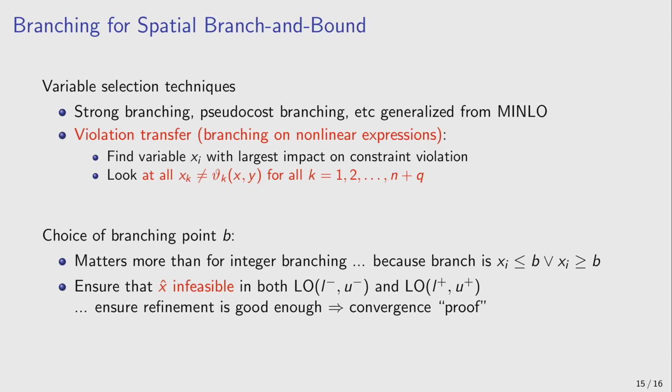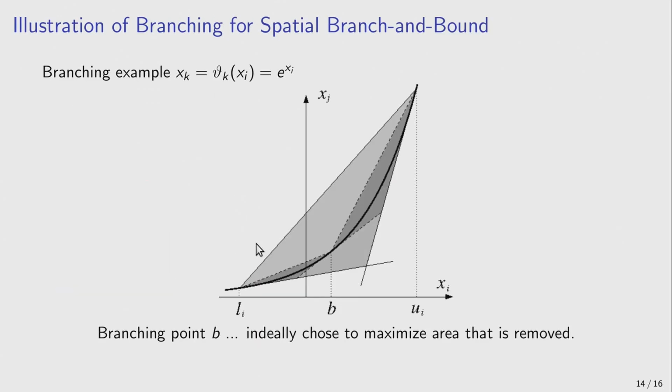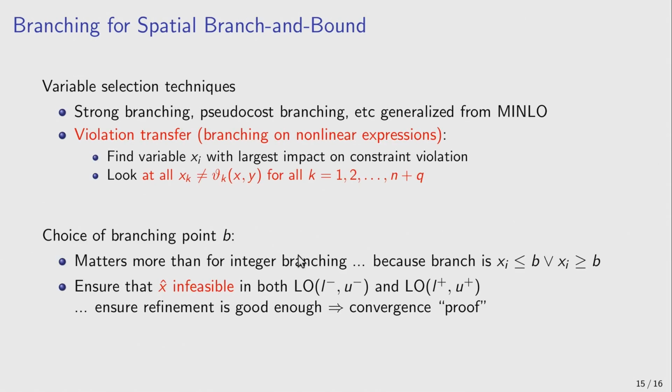So all of these ideas generalize from the mixed integer nonlinear optimization case. And they're still important to use. This branching on nonlinear expressions is also sometimes called violation transfer, because we are at a point that violates our nonlinear expression, and we split this violation between two problems. So over here, the violation at this point was really quite large, and we transferred it into two new problems.